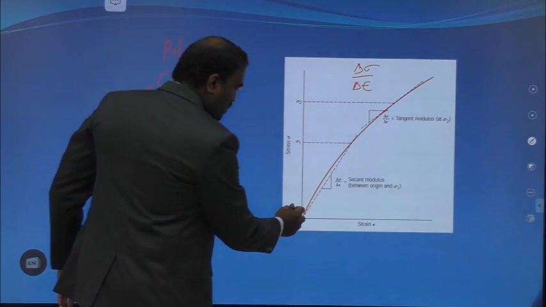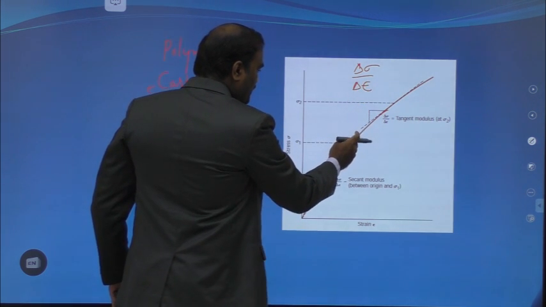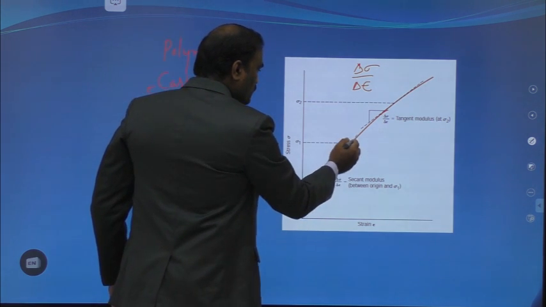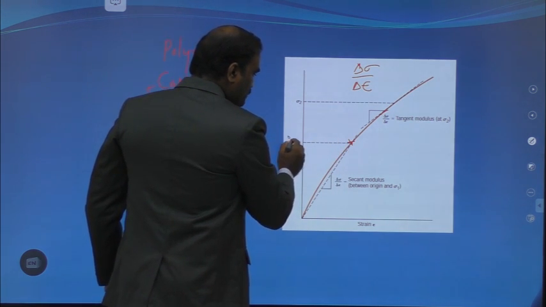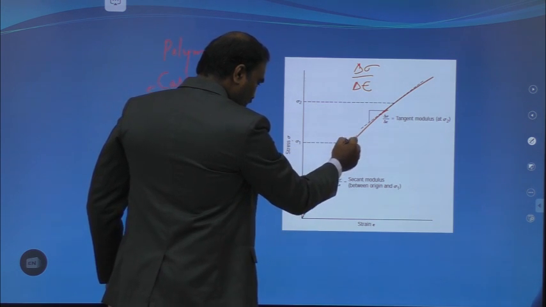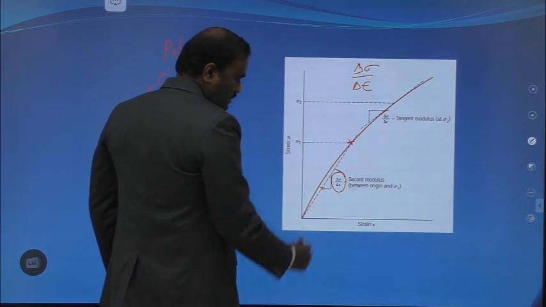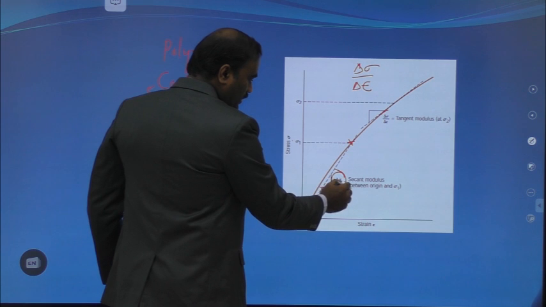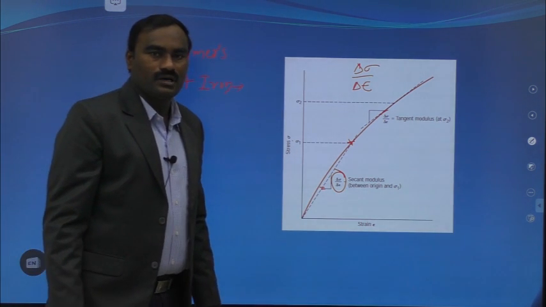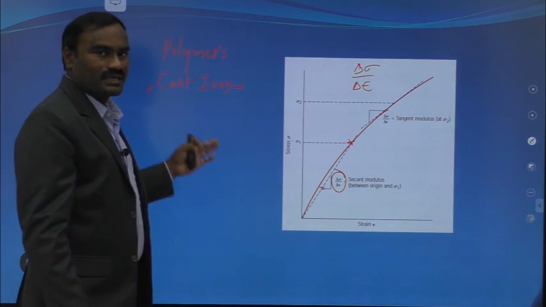That means you draw a line from the origin. This line touches the stress strain curve at a particular point here. So that is the sigma, and you take the slope of this line. This is delta sigma by delta epsilon. So that can also be taken for determination of the Young's modulus of these materials.